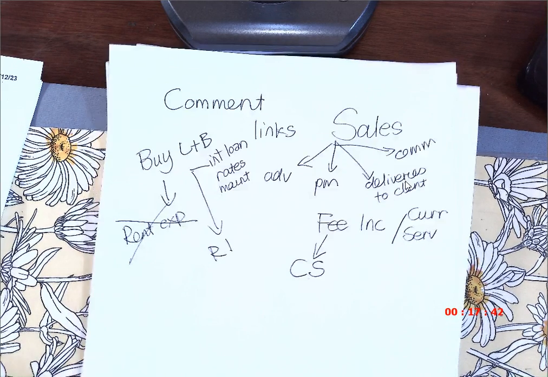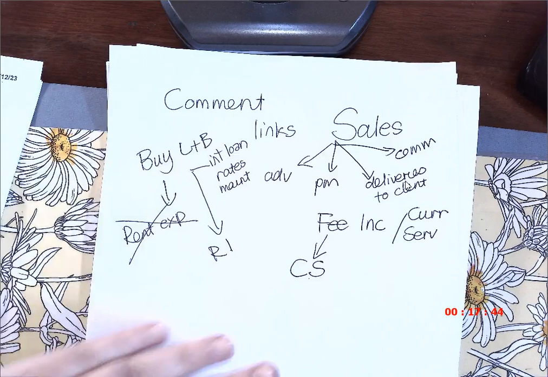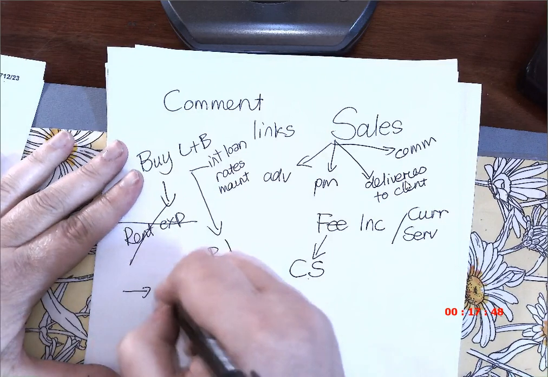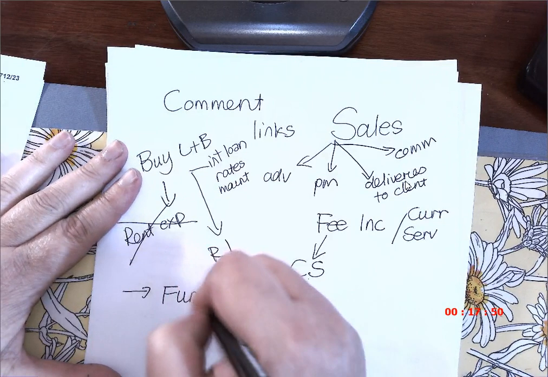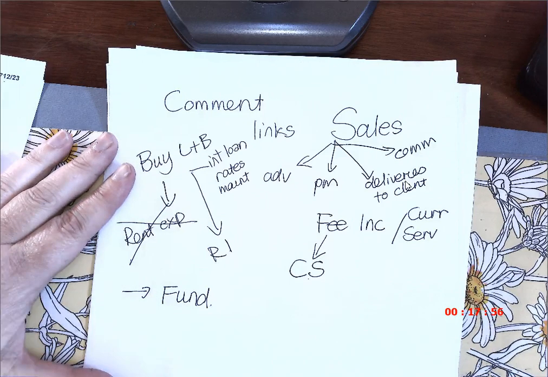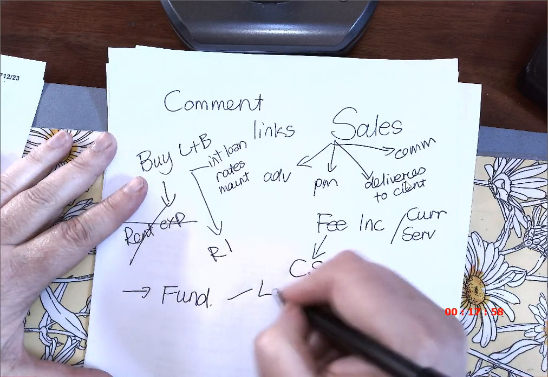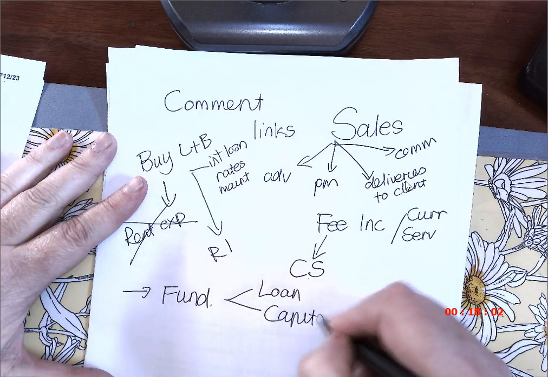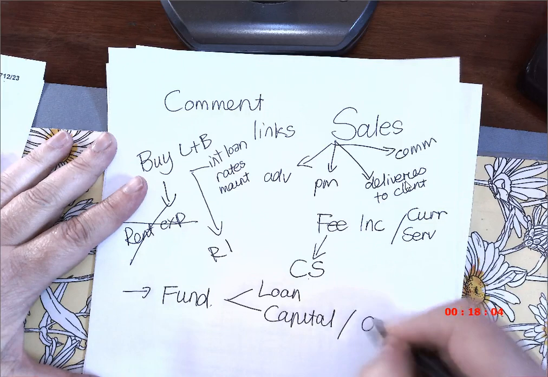So, just go look at your links, okay? Things that fund things, right? I want to buy the building. What's going to fund me buying the building? Well, go look at your loan. Go look at your capital. Maybe the capital increased, or your ordinary share capital increased.